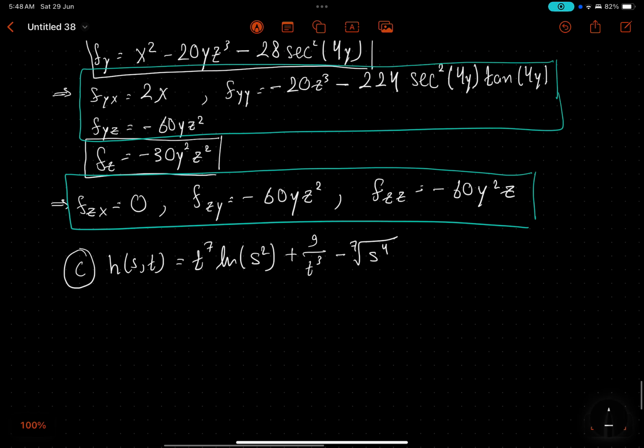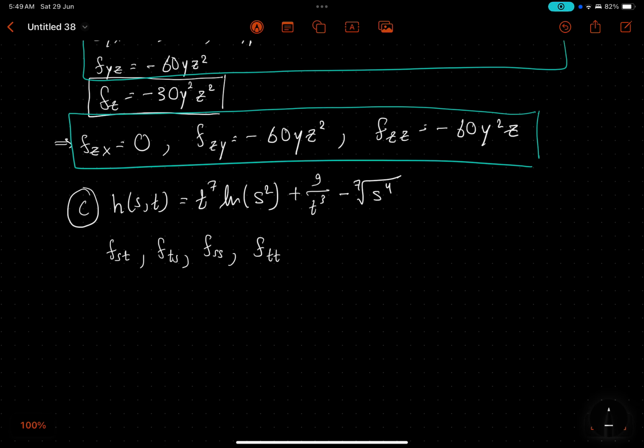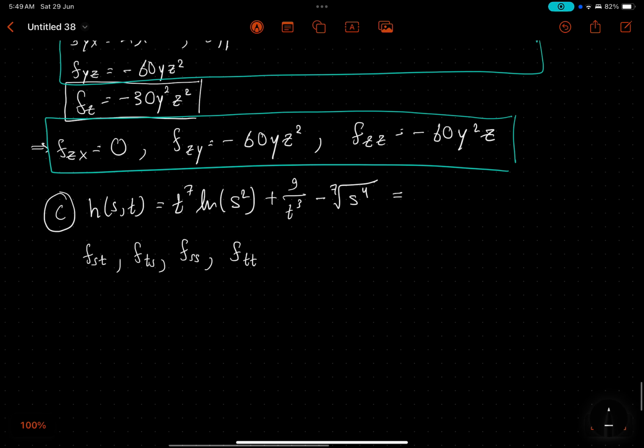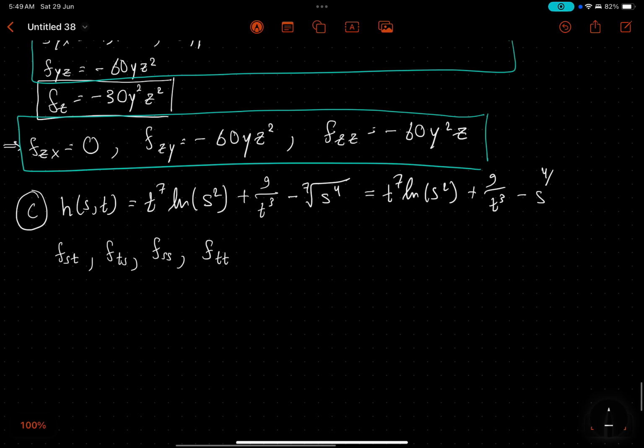Now we can find here fst, we can find fts, and then fss and ftt. So now let's rewrite this so we can easily differentiate. So first we can write t to the 7 ln of s squared plus 9 over t to the 3 minus s to the power of 4 over 7.